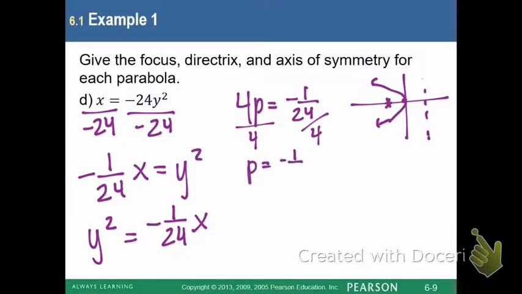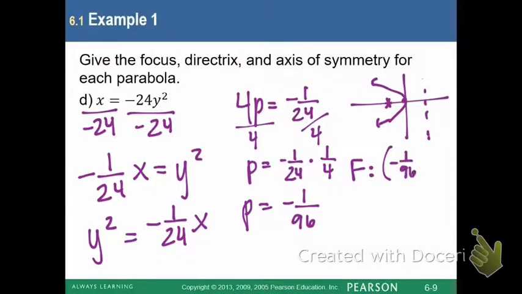It's really negative 1/24 times 1/4. And so you get a value of negative 1/96. And I would just leave that as a fraction. Okay. So your focus then, so remember that's the distance that you're going left and right to graph your focus and your directrix. So the focus will be at negative 1/96, 0. Your directrix is the line x equals positive 1/96. And then our axis of symmetry is still going to be the x-axis.